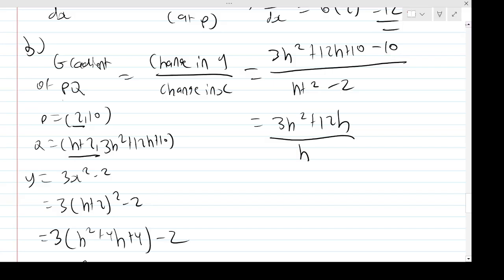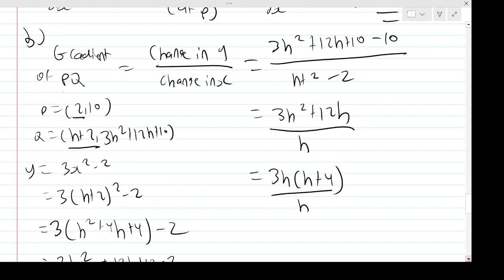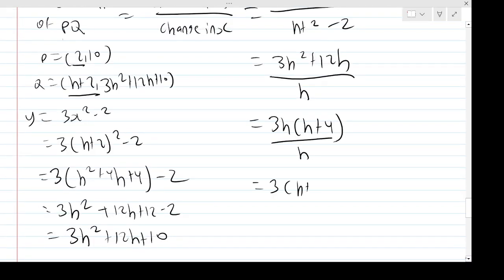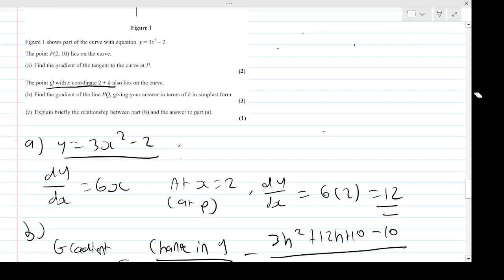So there we are, we simplified. We can simplify even more. We can factor an h out. We can factor a 3h out, in fact, on the top. 3h, then h add 4, over h. We can cancel an h out, and I'm left with 3 lots of h add 4. If we expand that, we get 3h add 12. Okay, that is there for my gradient as simple as possible in terms of h. Right, okay. So again, hopefully you notice in part B why we didn't differentiate the curve, because it's the gradient between 2 points. Okay, between 2 points, the gradient will still be changing y, changing x.